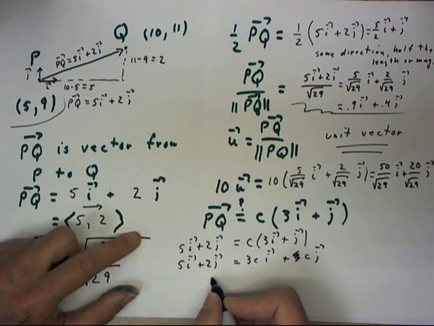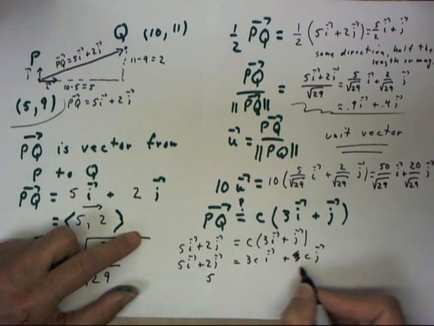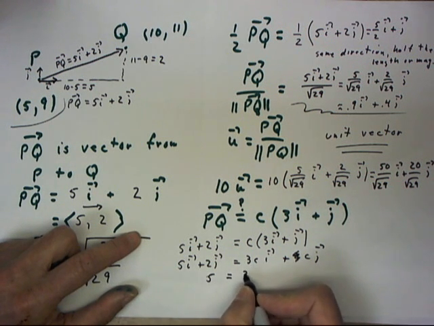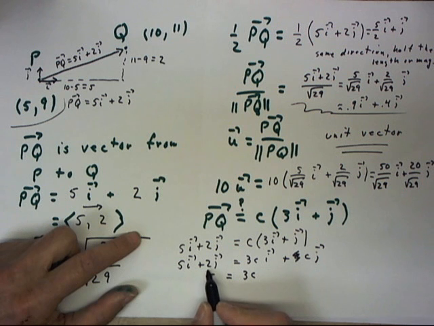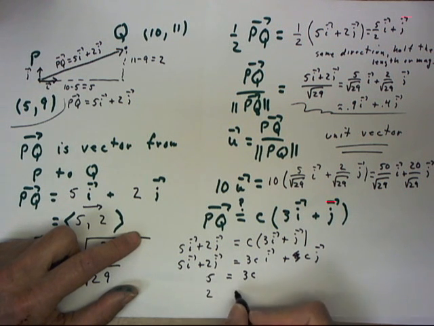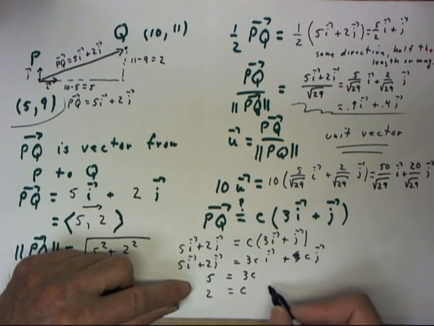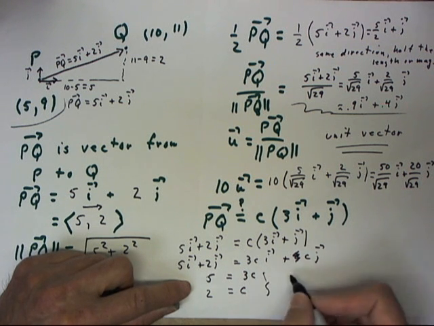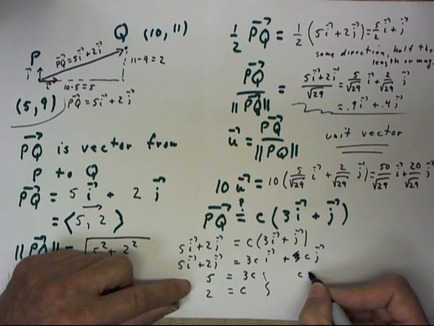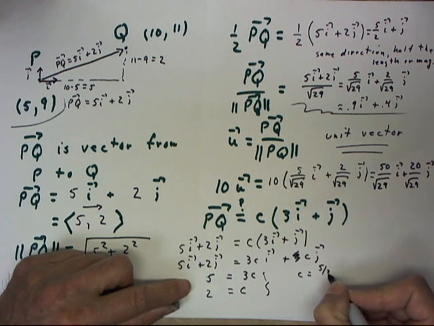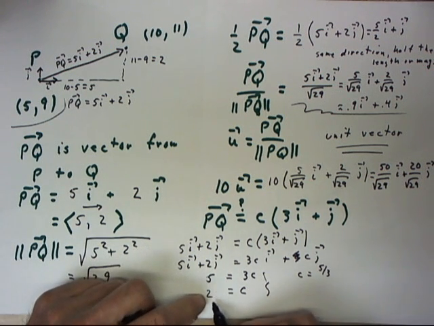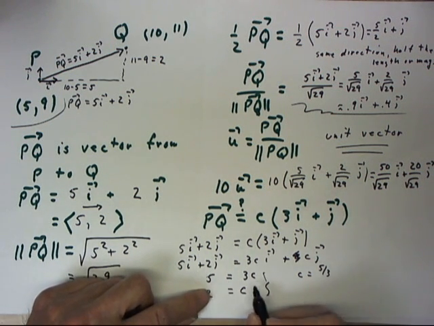So we can set that condition. We can say that the i component of this one, 5, has to equal the i component of this side, which is 3c. We can say also that the j component, which is 2, has to equal the j component over here, which is just c. Now if we solve these equations, 5 equals 3c, we get c equals 5/3. That's what we get if we solve the first equation.